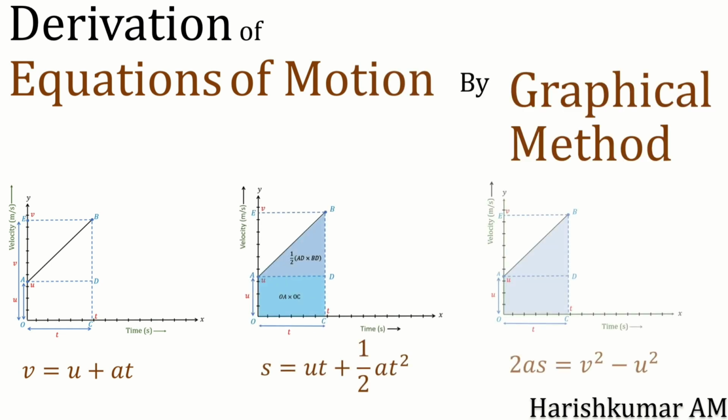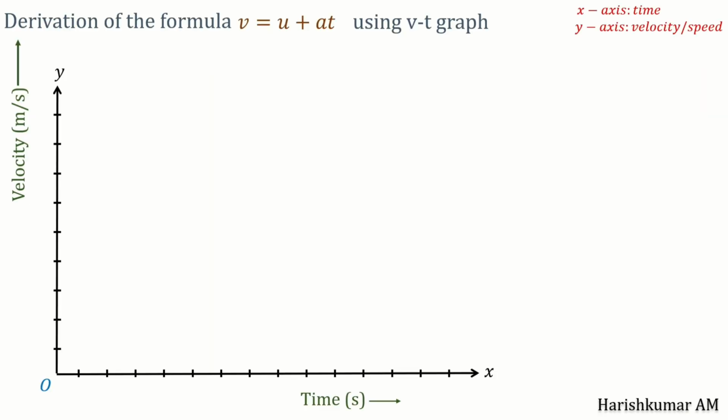Derivation of equations of motion by graphical method. Let us derive an equation v is equal to u plus at. Let us consider an object which is traveling under uniform acceleration, has an initial velocity u, and acquires a final velocity v in the time interval t.